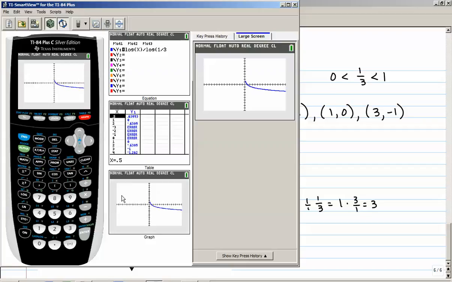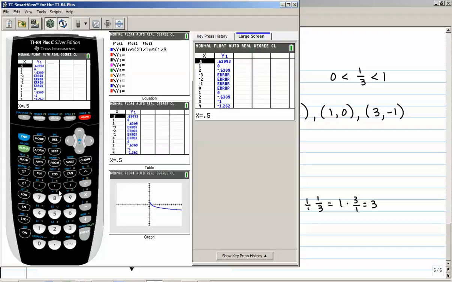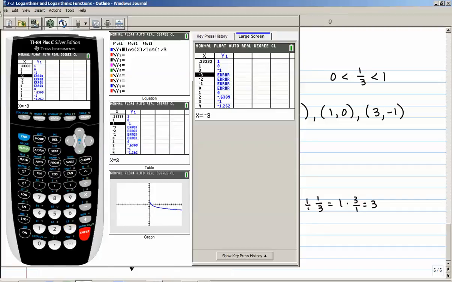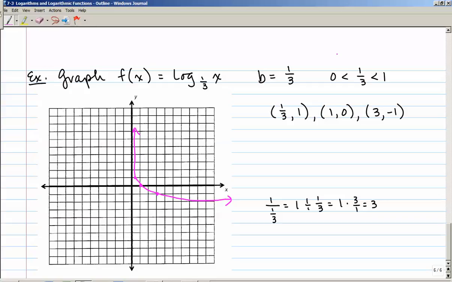And let's go ahead and put in those points that I had chosen over here, which were 1/3. Let's go to table. So for my x, I'll do 1 divided by 3. 1/3 gives me the point 1. There's my point 1, 0. And then I also wanted a 3. And 3 gives me the point negative 1. So to graph a logarithmic function, you can do it with your calculator, but I think it's actually a little easier if you just plot these particular points here.